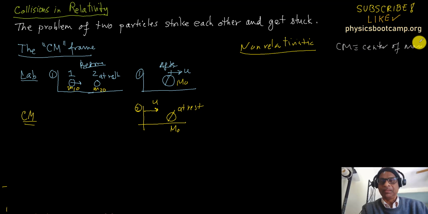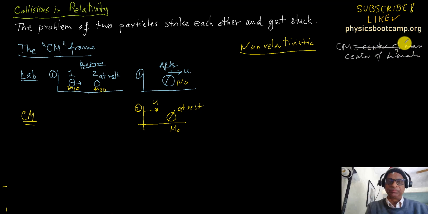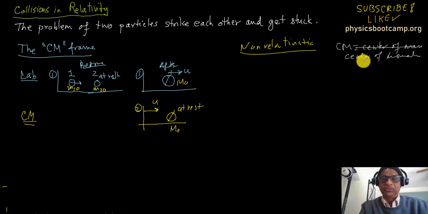This is really better to think of as the center of momentum, and you can have it in both systems, non-relativistic and relativistic. So let's look at the non-relativistic. What we have is the original lab frame: particle 1 comes in and particle 2 is at rest. Here this is the velocity with respect to this frame.